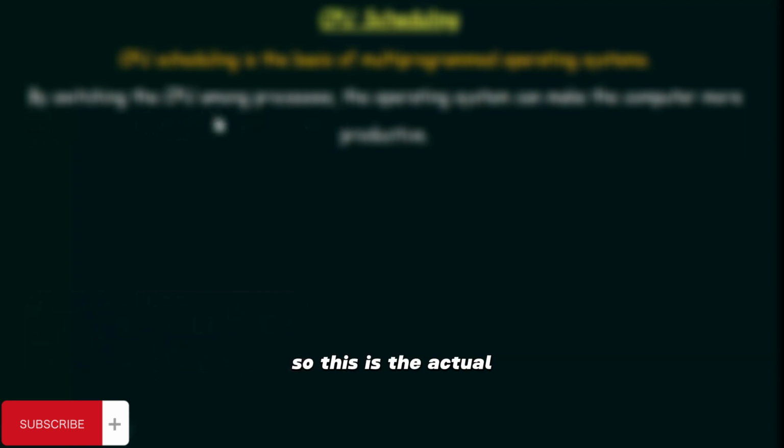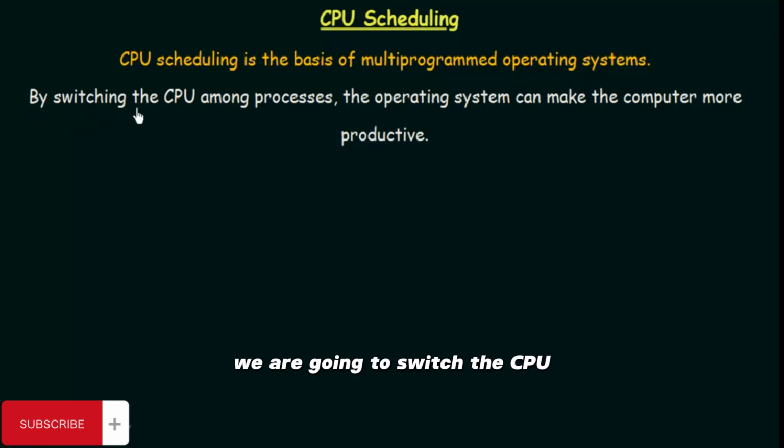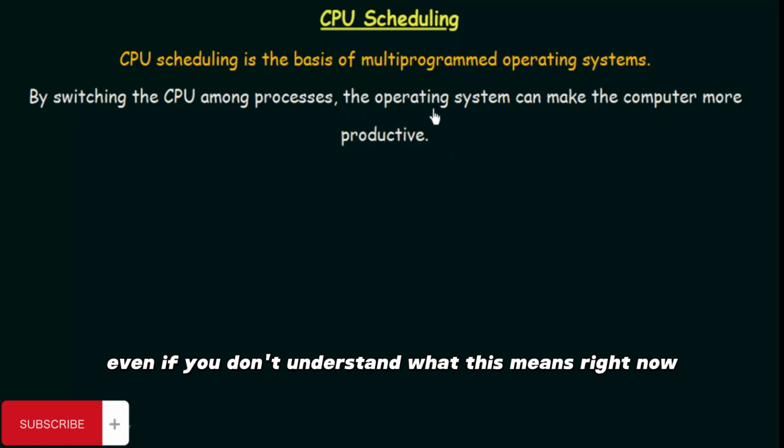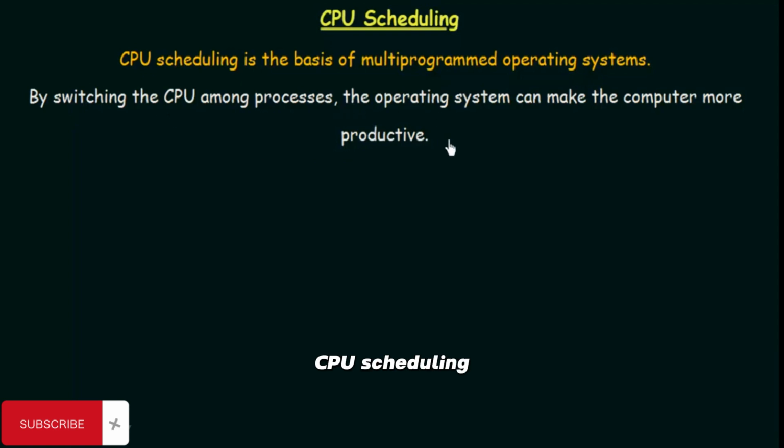This is the actual thing that is going to happen in CPU scheduling. We are going to switch the CPU among different processes, and thereby we are going to see how the productivity of our computer is going to improve. So don't worry, even if you don't understand what this means right now, it will become clear when we go into the details of CPU scheduling.